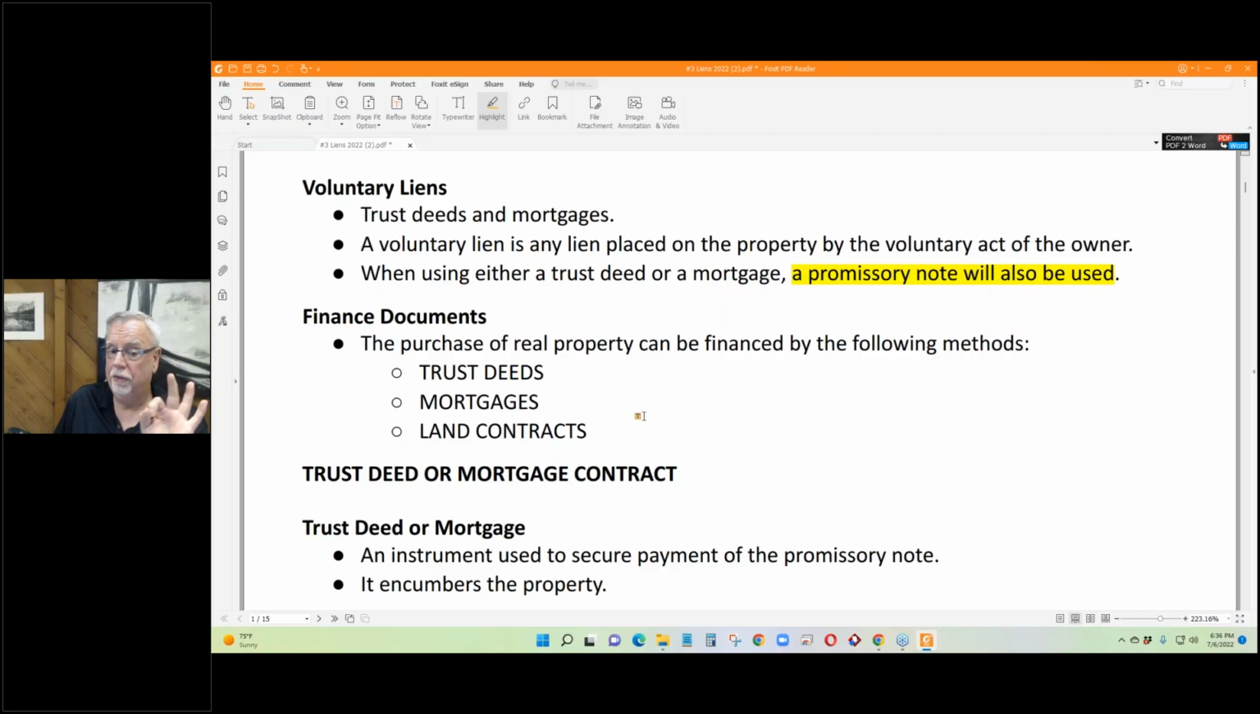There are three major finance documents that the Department of Real Estate is going to ask you questions about. Trust deeds, and by the way, in California, the most common loan involves a trust deed. Mortgages, which are very rare, and land contracts, which are, well, even more rare.